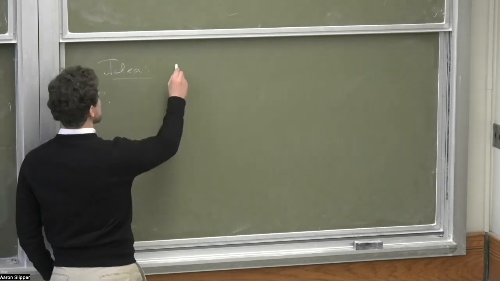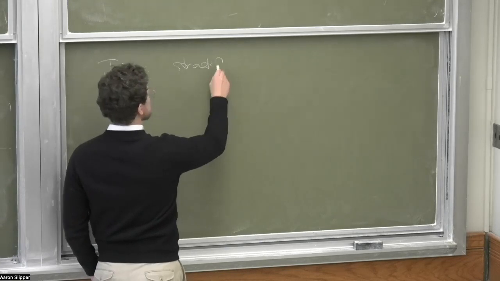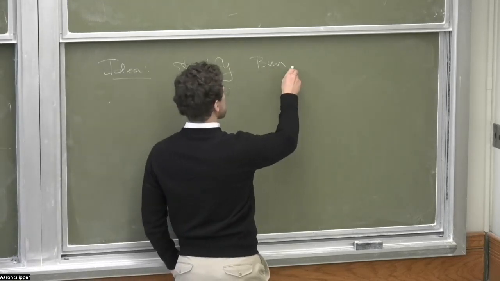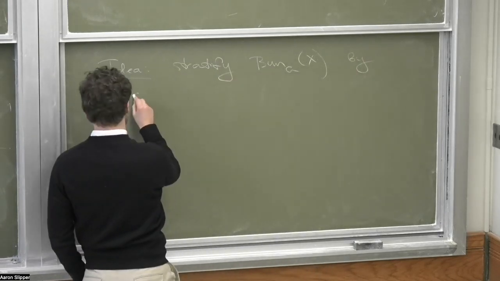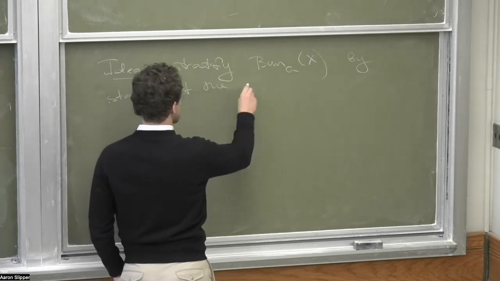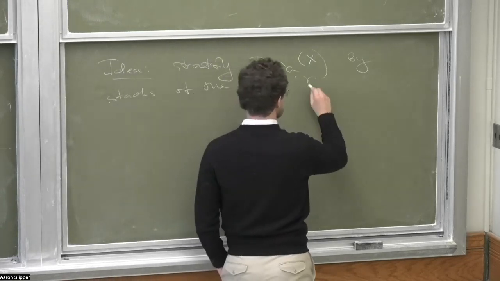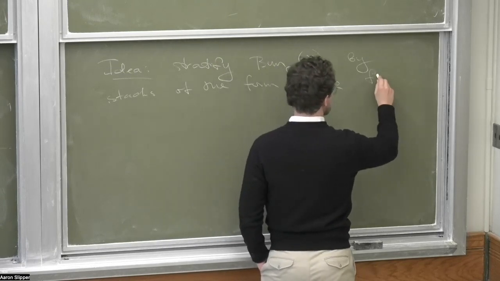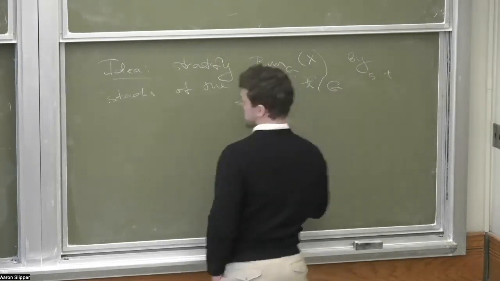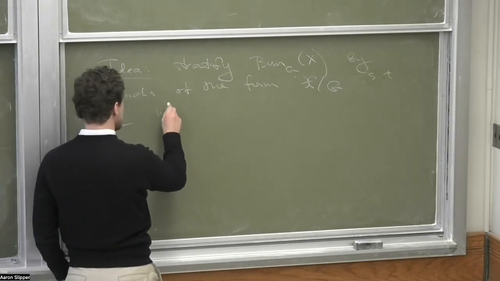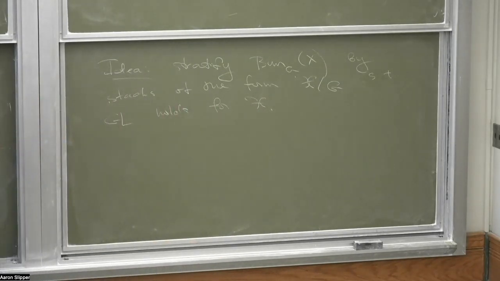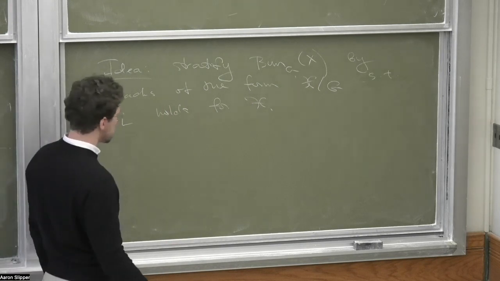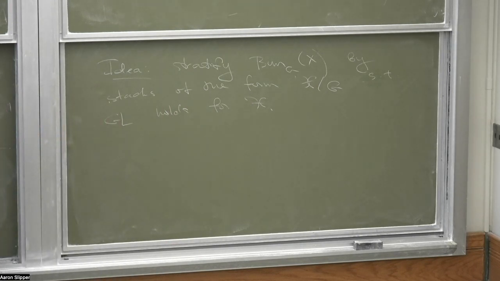Idea: stratify Bun_G by stacks of the form I over G, such that Grothendieck-Lefschetz holds for all these strata. And the simplification you use for this is the usual Harder-Narasimhan stratification.